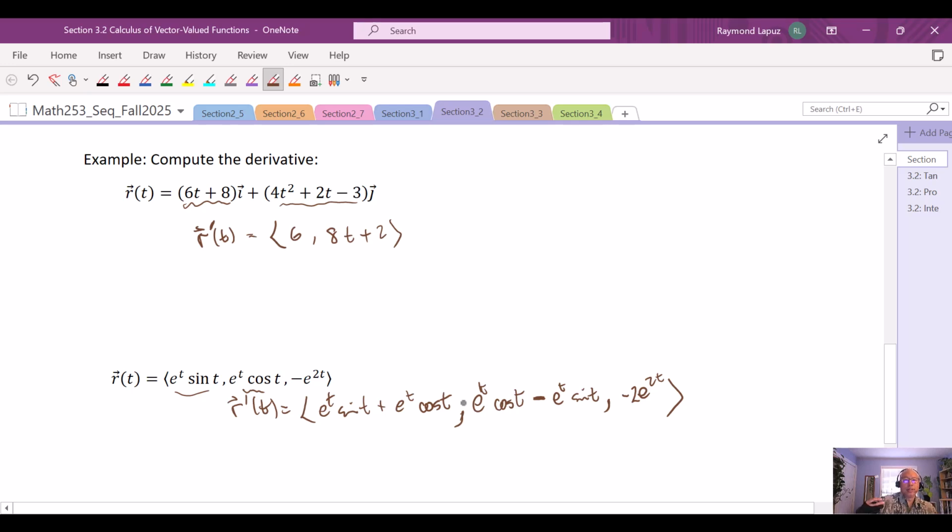Okay, so it's pretty straightforward, just taking the derivative of each component and then you're good. Alright, I hope that helps. Good luck.